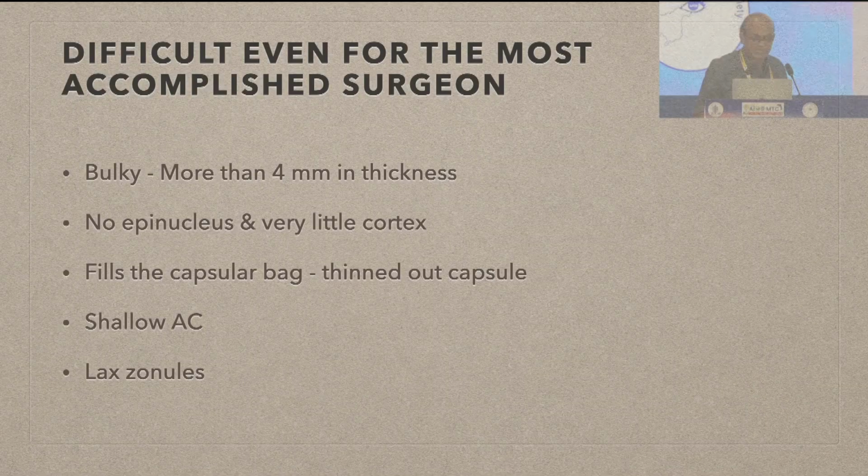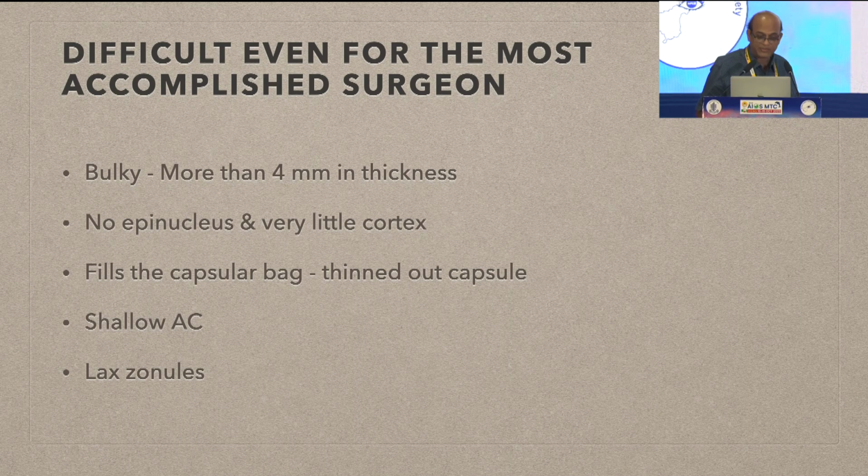Good morning. Now I'm going to talk about top pearls in the management of hard cataract. Hard cataracts are difficult even for the most accomplished surgeons because the lens becomes thick, bulky, and compacted, it stretches the capsule, and the capsule gets thinned out over a period of time. Because of the thickness of the cataract, the anterior chamber also becomes compromised. Because of the weight of the cataract, the zonules also become weak. So you have a very difficult case to handle on the particular day.